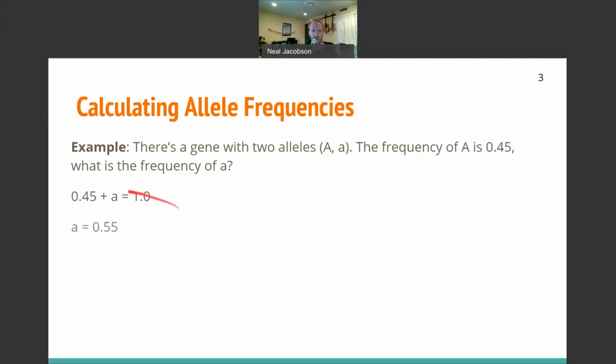Well, we know that big A is 0.45, and we know big A plus little a should equal 1.0. So 0.45 plus what is equal to 1.0? So subtract 0.45 from both sides, and you end up with little a, or the frequency of the little a allele, is 0.55. And you can check that. You say, okay, does 0.55 plus 0.45 add up to 1? And the answer is yes.